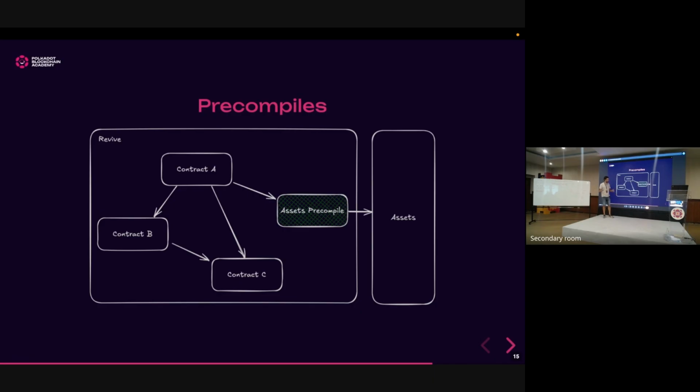So there's this idea that we can create a precompile that, from the perspective of the contract, is just another contract. It just gets imported as if it was another contract that you just call a function on. But what's really happening is that this is actually inside the runtime, so you need to do a runtime upgrade to have this. And now this, because it's inside the runtime, can do whatever with whatever pallet that you want to interact with. So in this case, it's assets.